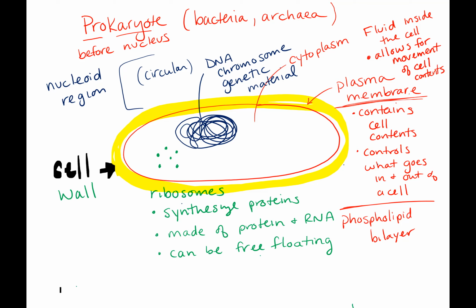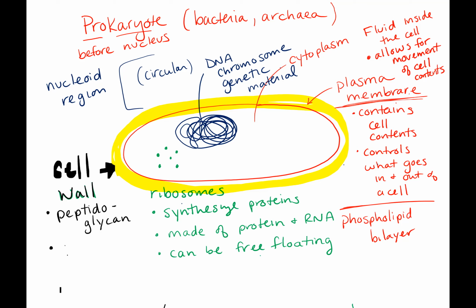In prokaryotes, the cell wall is made of something called peptidoglycan. I don't know why I love saying peptidoglycan. It just kind of rolls off your tongue. The cell wall is made up of peptidoglycan for prokaryotes. Peptidoglycan means peptides and glycan means sugar, so it's made up of proteins and sugar.